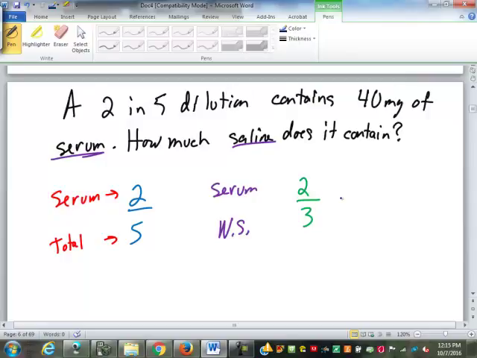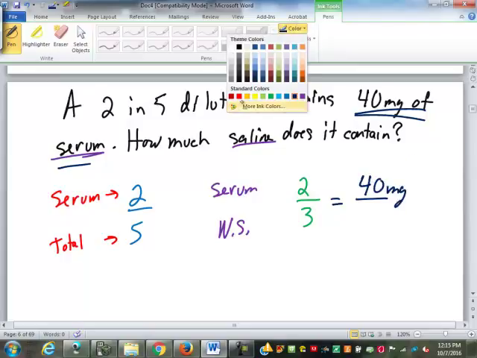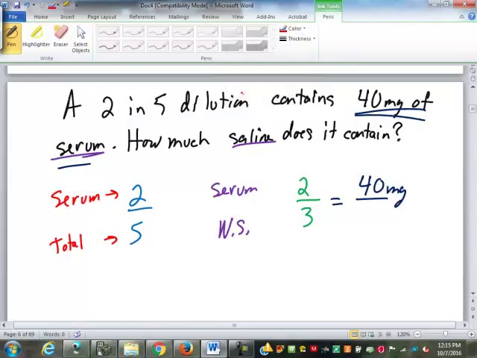And now we can go to our proportions. The 40 milligrams represents the serum, so put 40 milligrams up here. Now we can cross multiply and divide. 3 times 40 milligrams is 120 milligrams. Divided by 2 gives us 60 milligrams of saline in that solution.